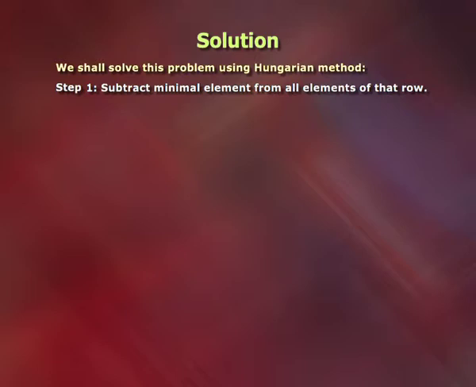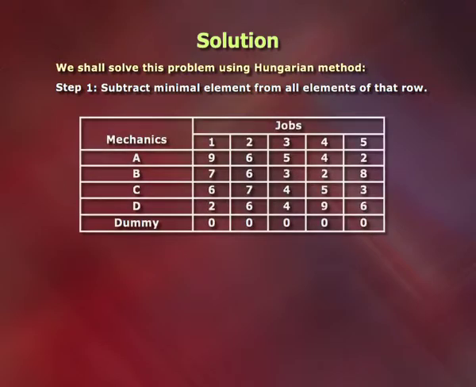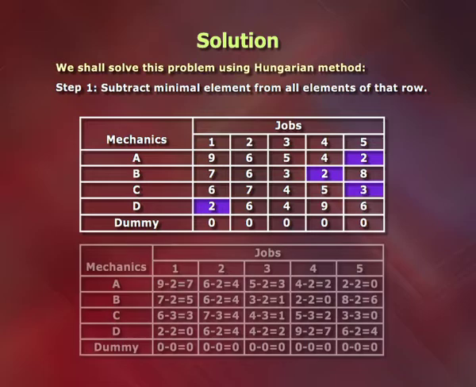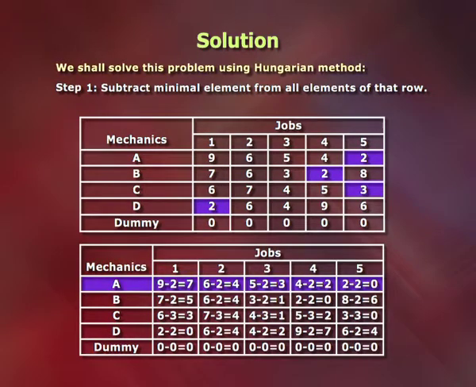Step 1: subtract the minimal element from all elements of that row. So, you can see the first row, the elements are 9, 6, 5, 4 and 2. So, the minimum is 2. Similarly, for row 2, the minimum element is 2. For row 3, the minimum is 3. For row 4, the minimum element is 2. And for the dummy row, obviously, it is 0. So, subtracting 2 from all the elements of the first row, 2 from all elements of the second row, 3 from all elements of the third row, 2 from all elements of the fourth row and 0 from all elements of the fifth row.